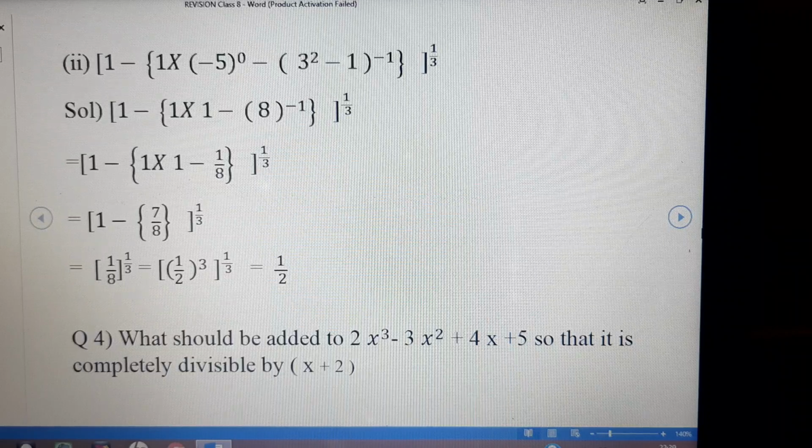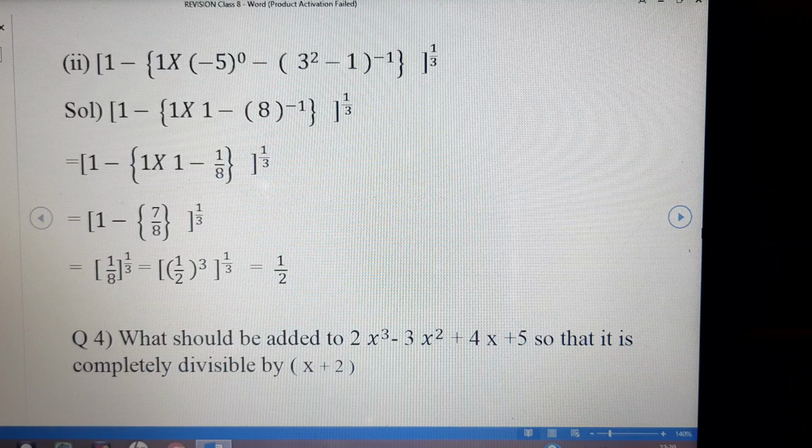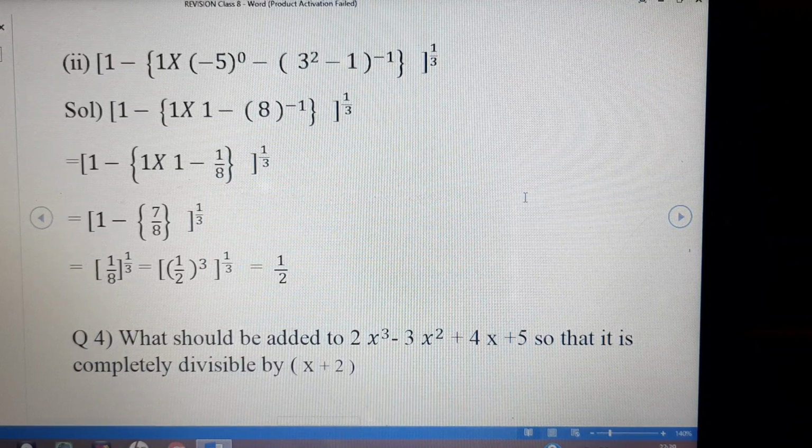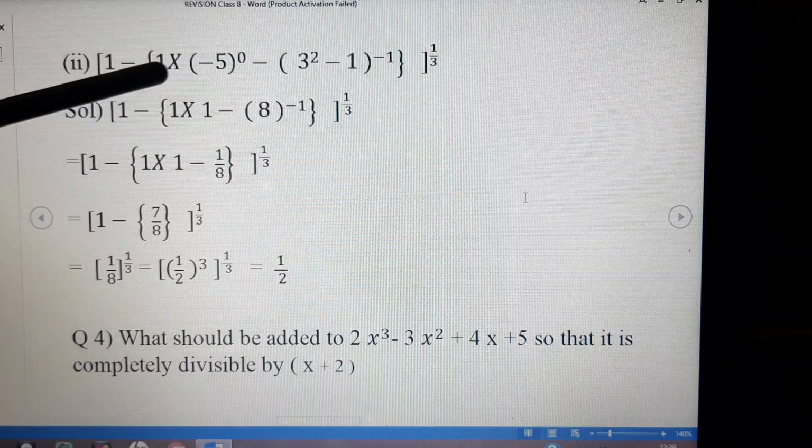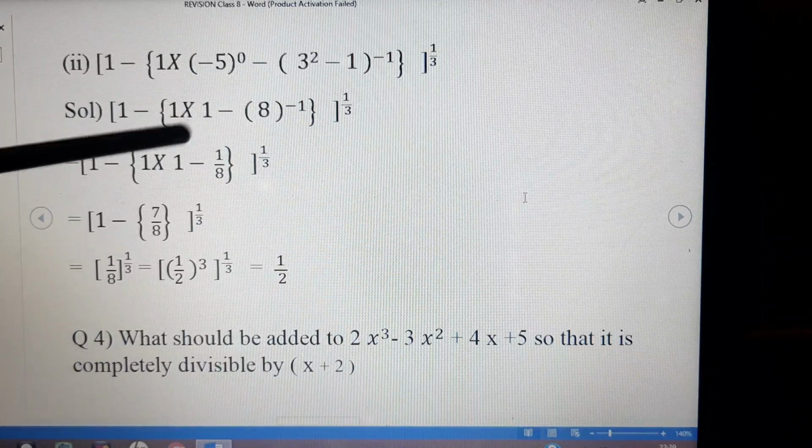Okay, moving on to the next question. It is (1 minus (1 into minus 5 to the power 0) minus (3 square minus 1) to the power minus 1), clear? And the whole to the power 1 upon 3. So first of all, we have to use the BODMAS rule. But minus 5 to the power 0 becomes 1.